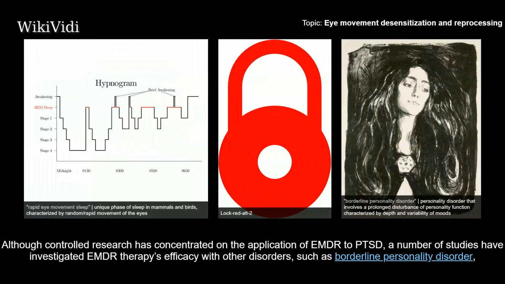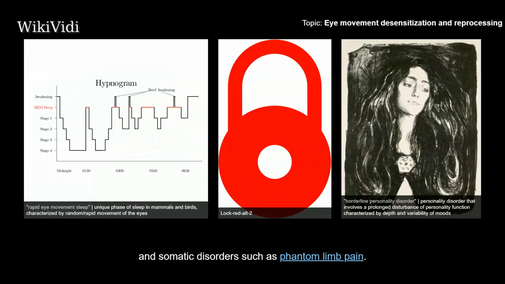Although controlled research has concentrated on the application of EMDR to PTSD, a number of studies have investigated EMDR therapy's efficacy with other disorders, such as borderline personality disorder, and somatic disorders such as phantom limb pain.